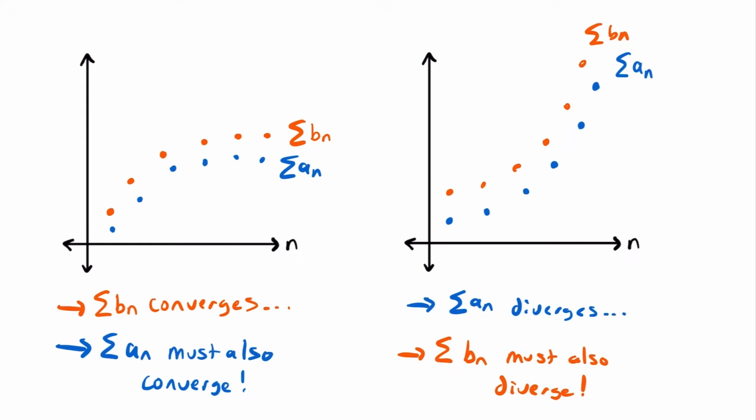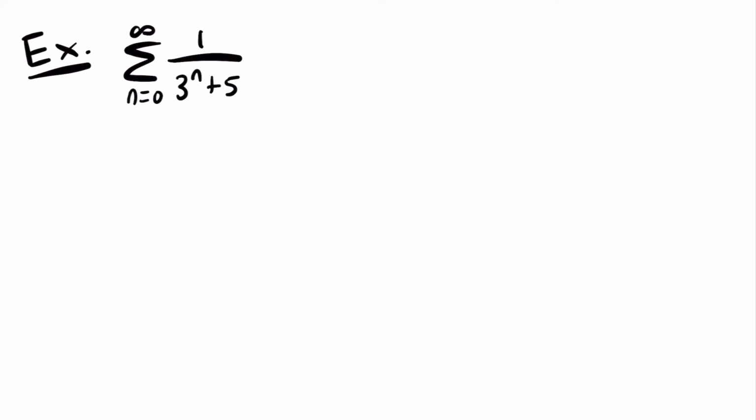All right, and so this was a visual representation of why the direct comparison test works and why we can use it to determine the convergence of series that are similar to series that we know the convergence of. All right, and so with that, let's take a look at some examples of using the direct comparison test to determine the convergence of a series. All right, so here's our first example.